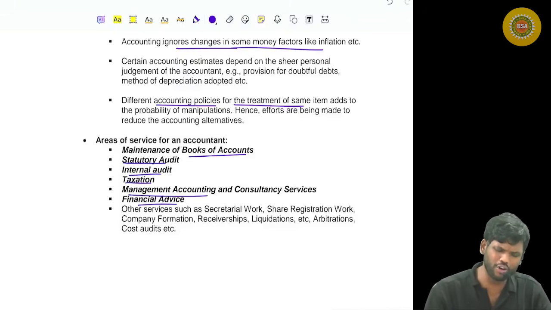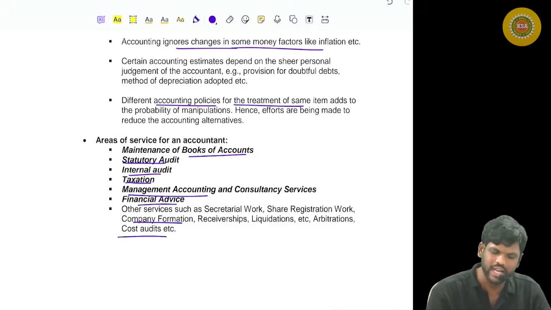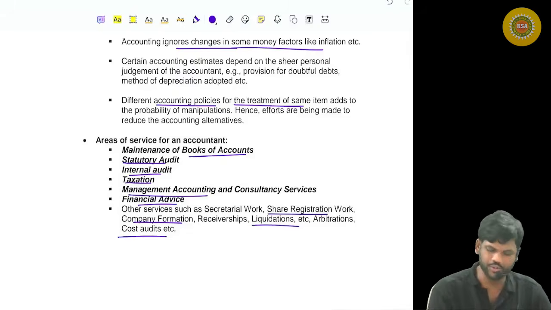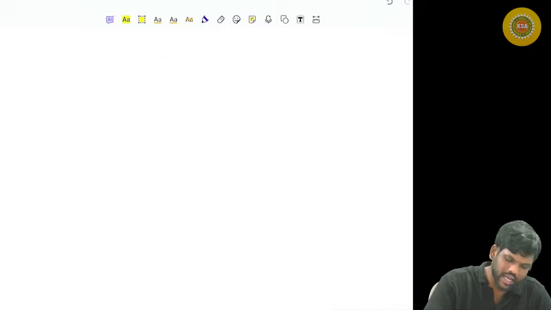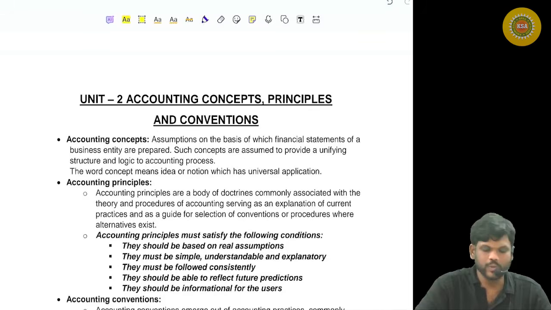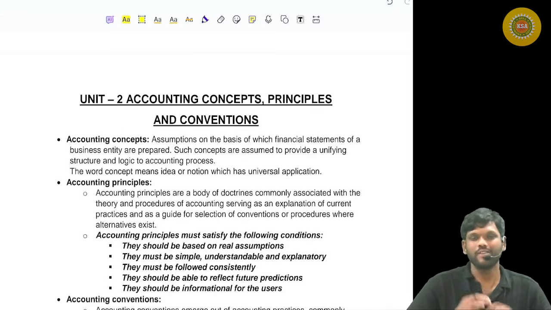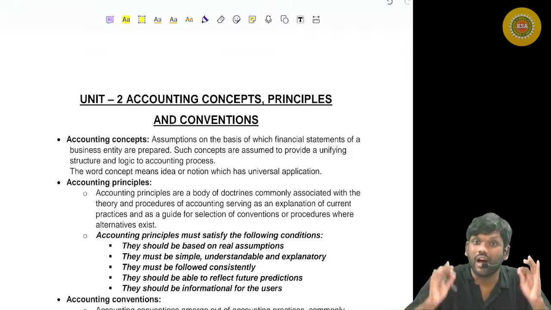There are also a lot of other works that can be done, like company formation, cost audit, liquidation, or company closure, and share registration, where a chartered accountant is needed. So there are a lot of services which a chartered accountant can provide. This is what is mainly covered in the first unit. In the first unit, there is a high chance of direct questions.